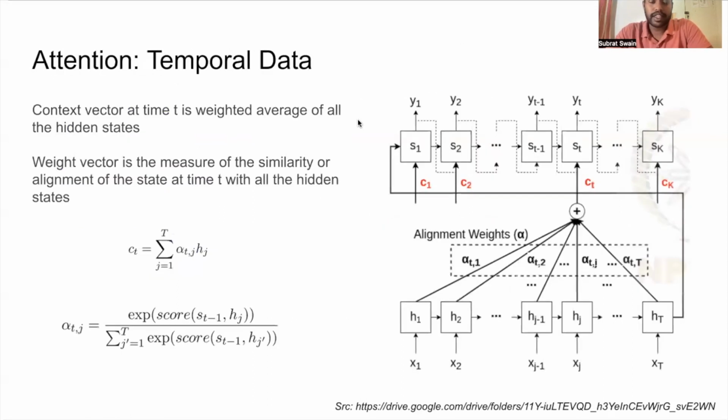So this gives rise to the concept of attention. The context vector at time t is a weighted average of all the hidden states. So given a time t, the context vector is a weighted average of all the hidden states. The weight vector is the measure of the similarity or alignment of the state at time t with all the hidden states.